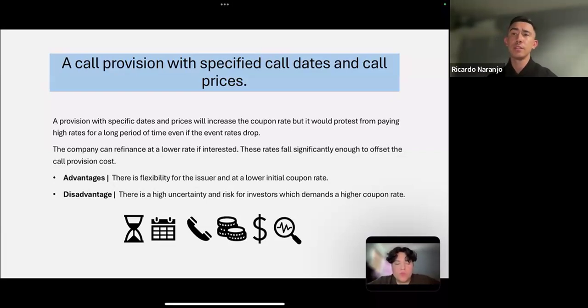When these rates fall significantly enough to offset the call provision cost, an advantage would be that there's flexibility for the issuer, and it has a lower initial coupon rate. A disadvantage would be having a high uncertainty and risk, and the risk for the investor demands a higher coupon rate.